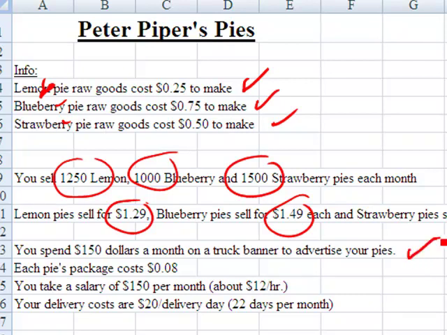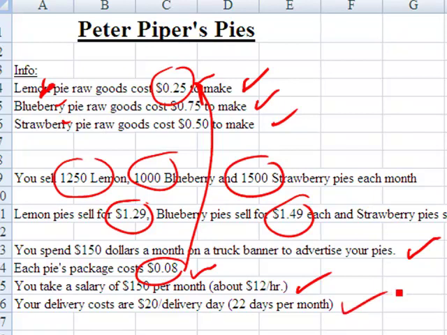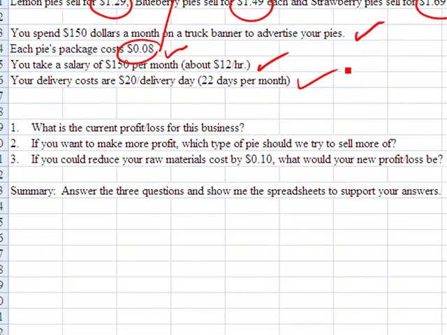We also have some additional information that we're given in this particular problem where we spend a little bit of money on advertising. Our package costs are 8 cents each. So when we look here at raw materials of 25 cents, we're also going to want to add that 8 cents into that 25 cents, and the 8 cents into the 75 cents, and the 8 cents into 50 cents. We're not doing this for free, so we're also going to take a salary of 150 bucks a month, and we have somebody that we pay delivery of 20 bucks a day and 22 days a month. So we're going to have that particular expense to include in this.